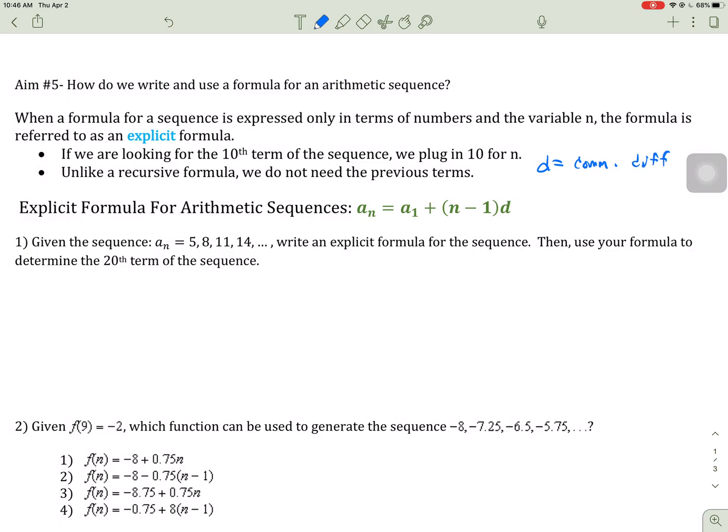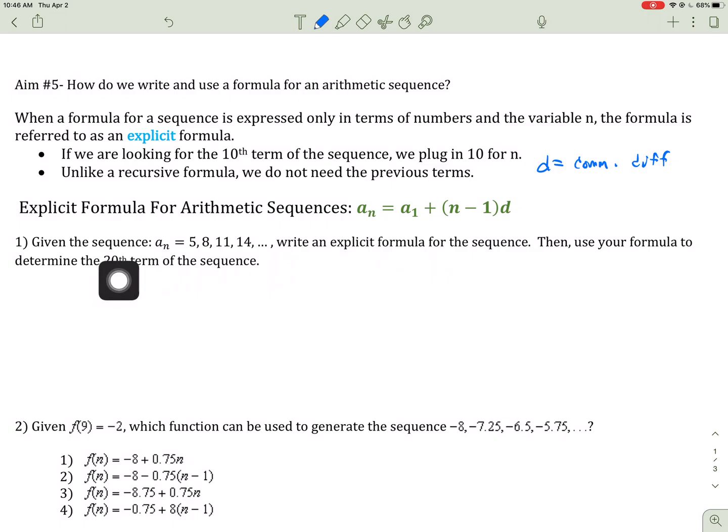Now, why does this work? Well, here's where it comes from. What it's saying is take the first term, and then you're going to add d how many times? Well, n minus 1 times. For example, if you want the 10th term, you have to add the common difference 9 times to the first term. So 10 minus 1, 9. You're going to add d 9 times. 10 minus 1, 9. Okay?